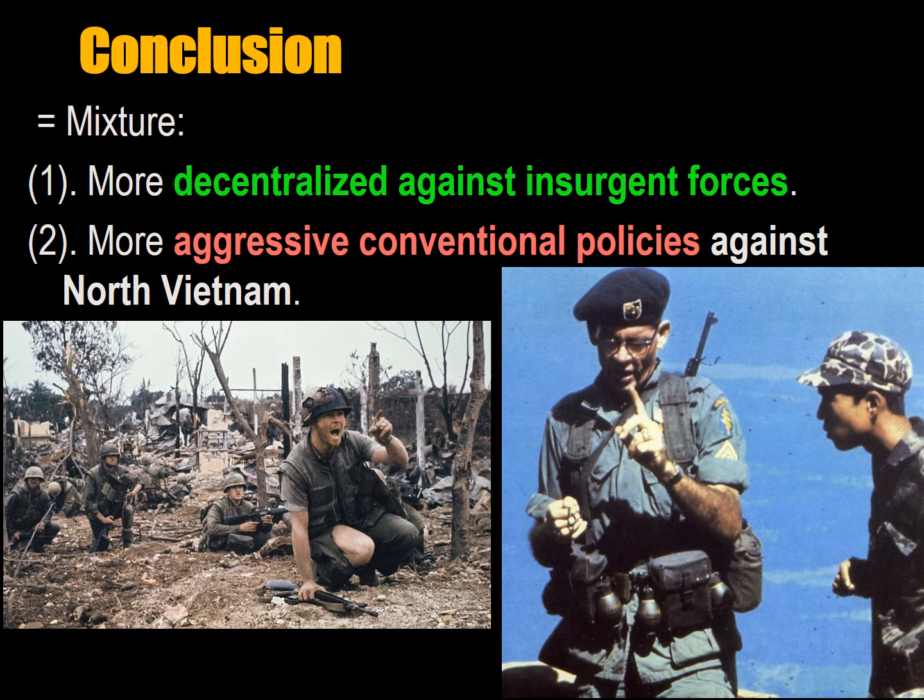So the general conclusion was that probably a mixture of both of their recommendations would have been most appropriate. There should have been significantly more decentralization of the U.S. military so it could operate against insurgent forces. It should have recognized that the primary goal was to protect the Vietnamese population from intimidation by communist insurgents. The U.S. also should have engaged in more aggressive, conventional policies against North Vietnam, but not going so far as to invade.